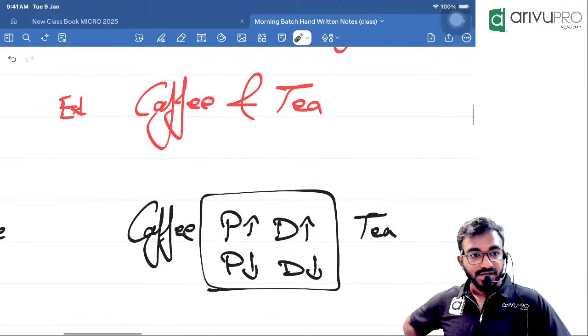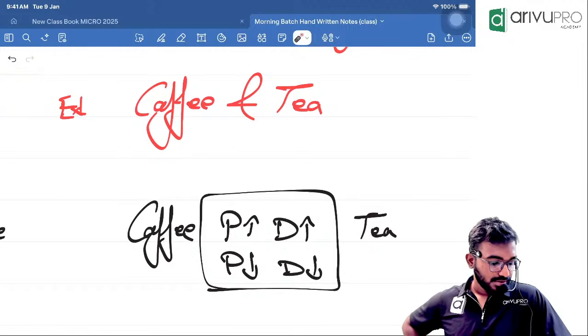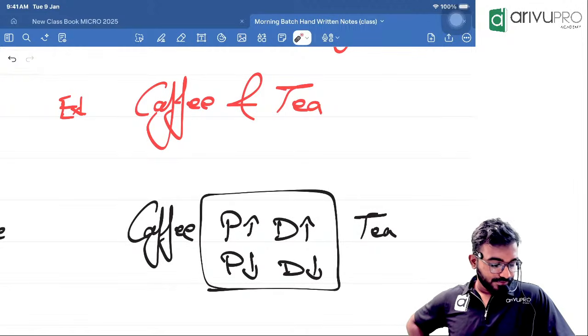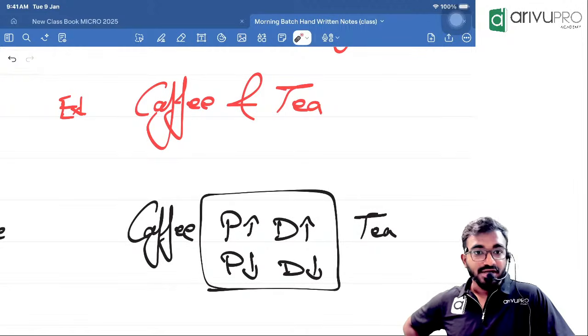Write down this example. Did you write that they are positively related or directly related?